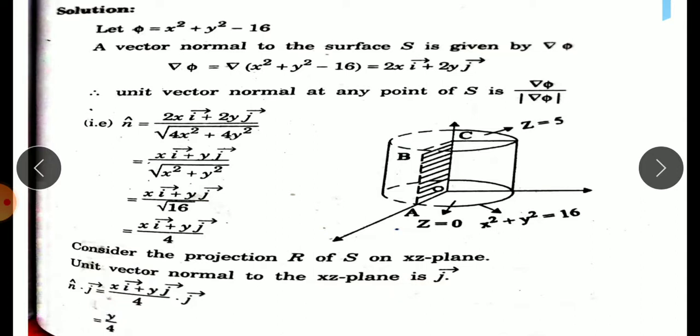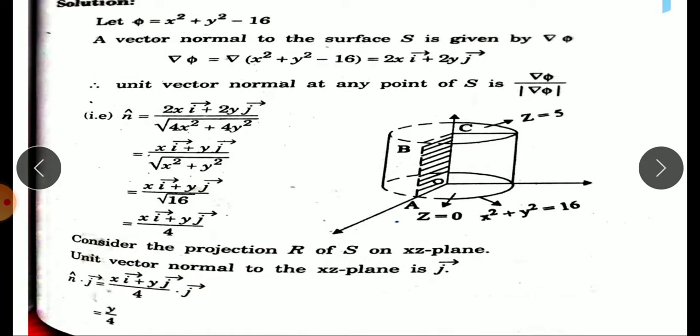In the previous problem, for the xy plane, we took the k vector. So here, xz plane means we should take the j vector. So n cap dot j vector only we should find here. After finding that, we have to multiply the A vector dot n cap and get the answer. With that, keep it aside.